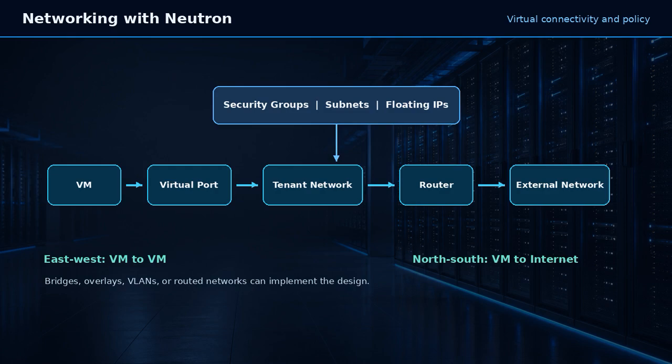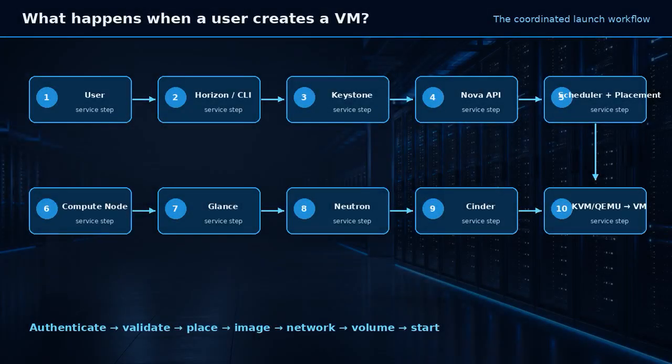Now let us follow a complete instance launch. First, the user works in Horizon, or the OpenStack command line. The client authenticates with Keystone and receives a token. The request reaches Nova API with the chosen image, flavor, network, and storage options. Nova validates the request and sends scheduling work through the control plane services. Nova Scheduler consults placement to match the requested resources with an eligible compute provider.